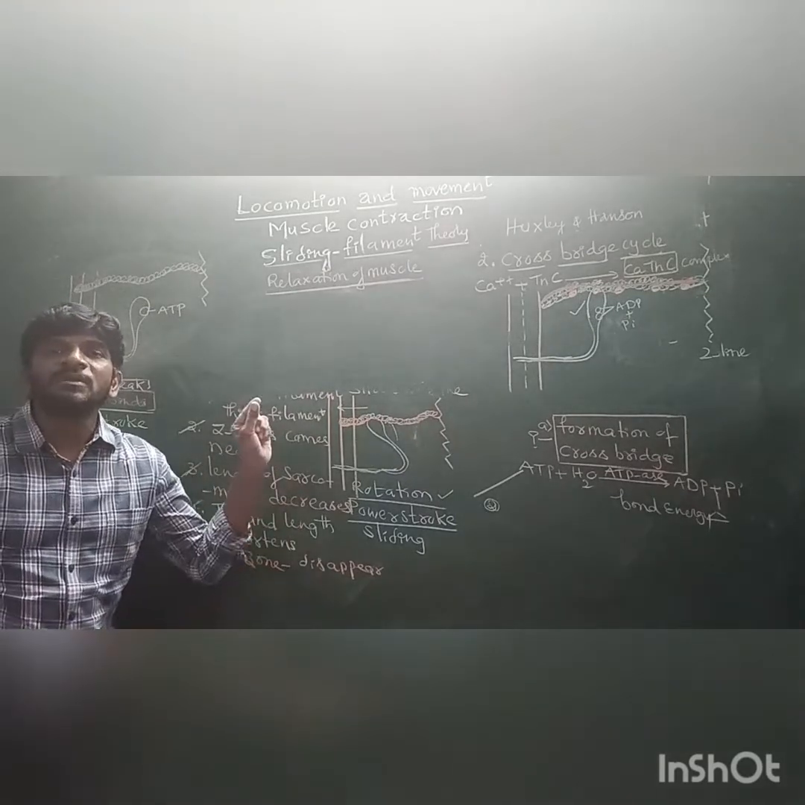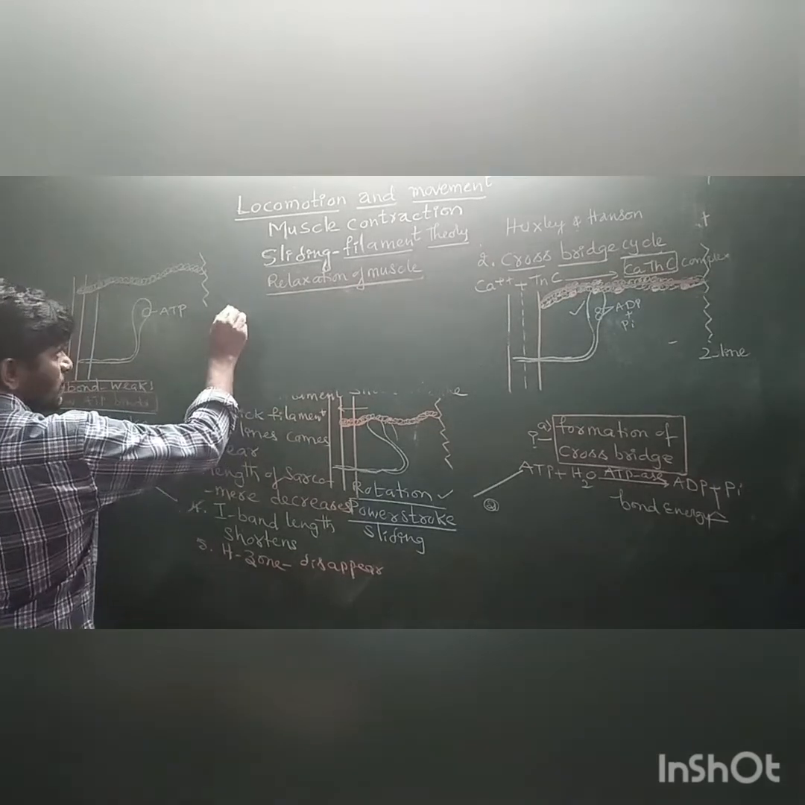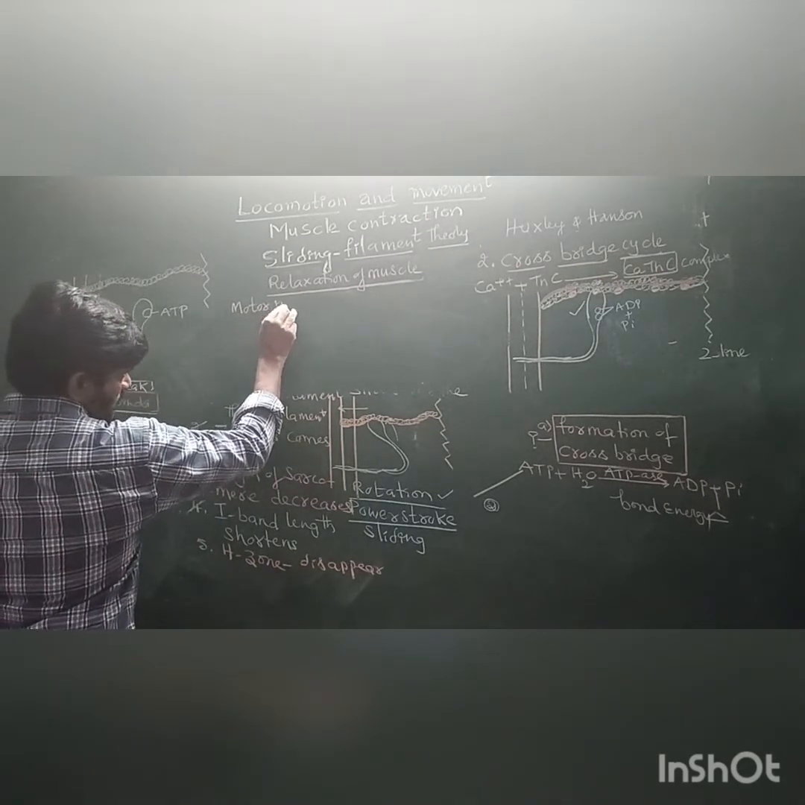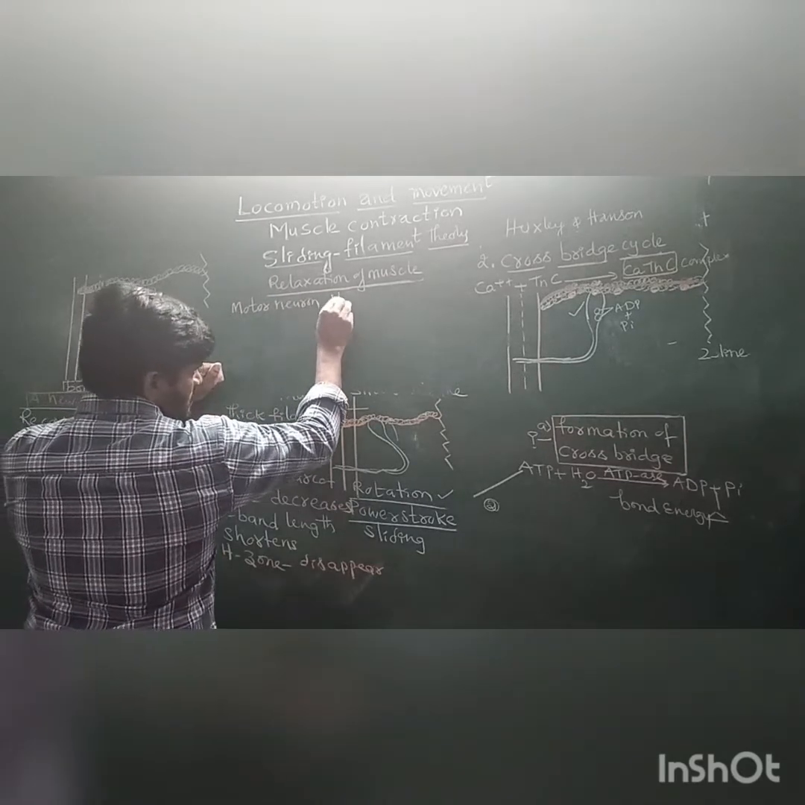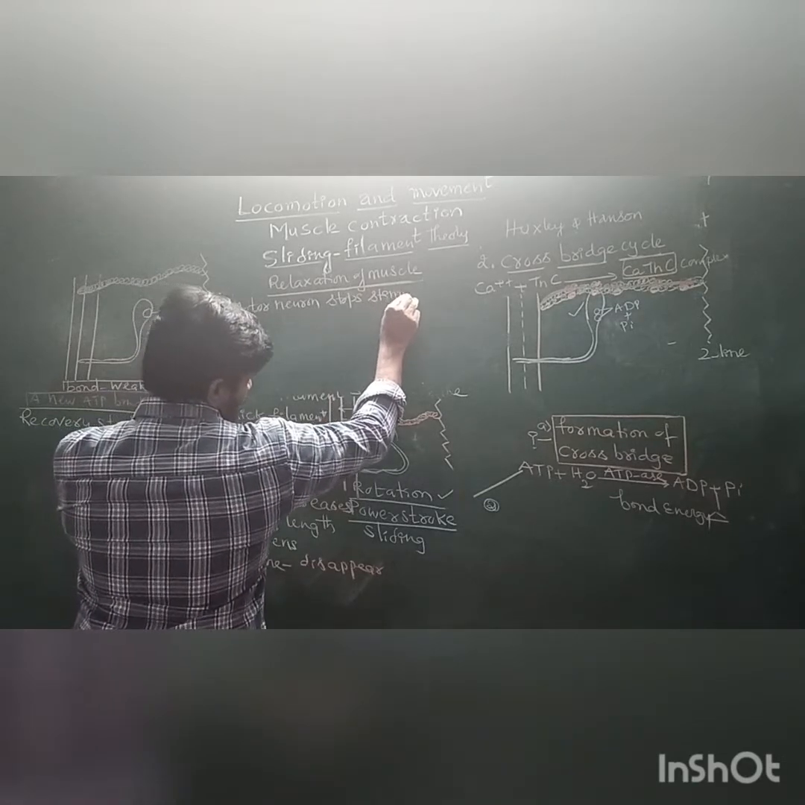This is muscle relaxation. The two Z lines come back to normal, and the I band is re-established. The sarcomere changes during the power stroke, and it normalizes during relaxation, only during the muscle relaxation.